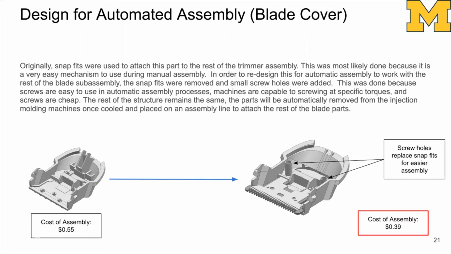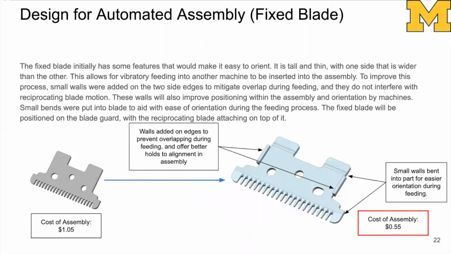Screws are fairly cheap. Overall, manufacturing of this part may be more expensive with the screws, but the cost of assembly is decreased significantly through the automatic assembly process.